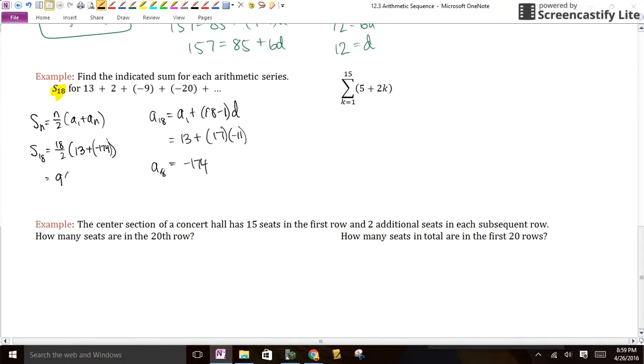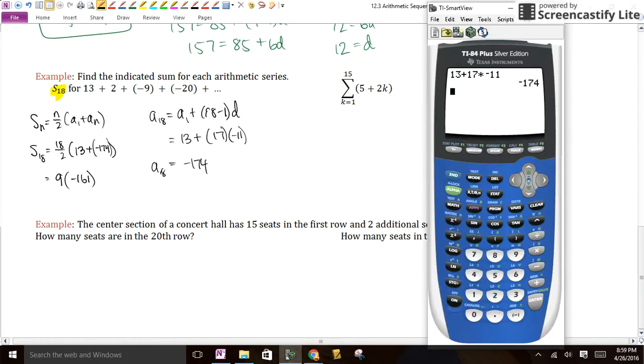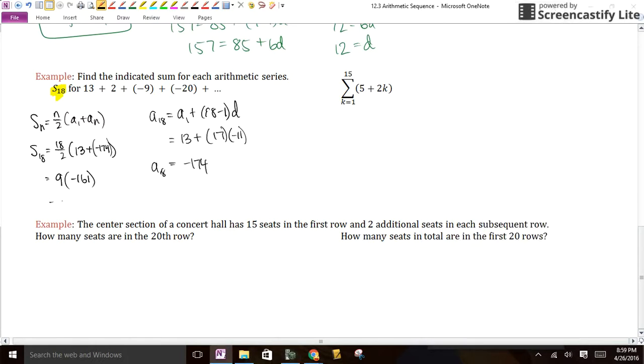I have a 9, and then 13 and negative 174 gives negative 161. And if I multiply 9 and negative 161 together, I'm going to ignore the negative because I know it's negative, 1449. So negative 1449 is what you get if you add up the first 18 terms. Nice work.